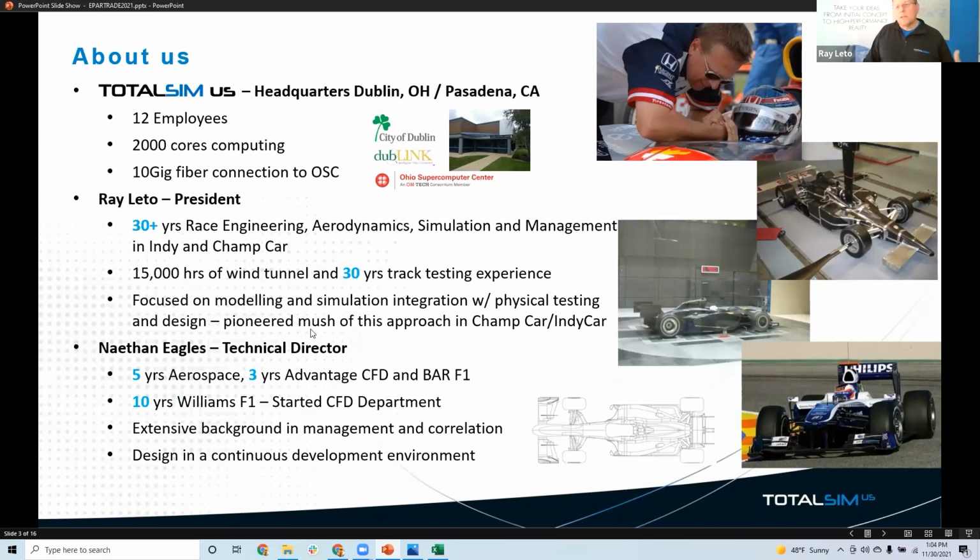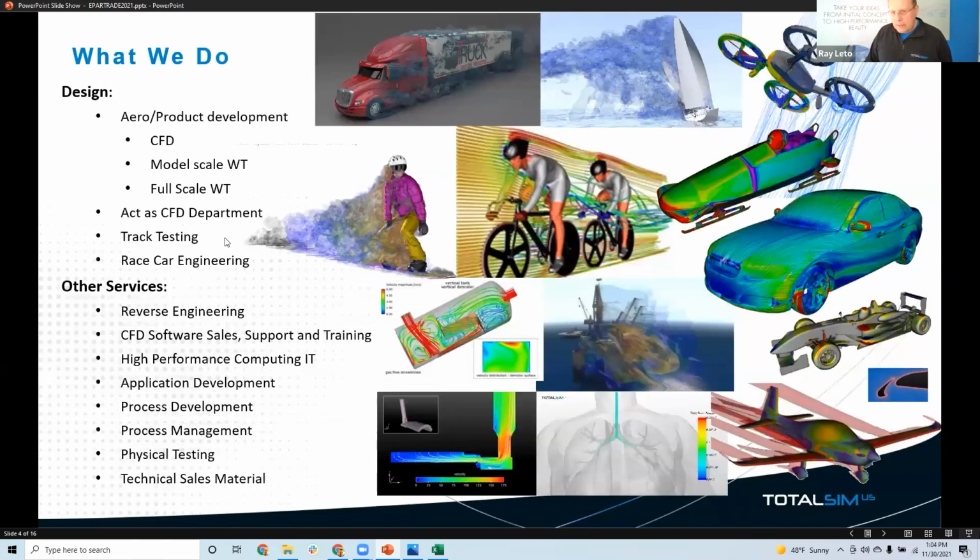So we're based in Columbus, Ohio, and Pasadena, California. We've got about 12 engineers. Most everybody's an aerospace engineer. We do a lot of compute. We're kind of a DIY shop. We build our own computers, do a lot of our own software. We're fortunate to be in Central Ohio, where we get to have a fiber connection to a supercomputer center that we also use. Still do a lot of wind tunnel testing and other things related to race cars.